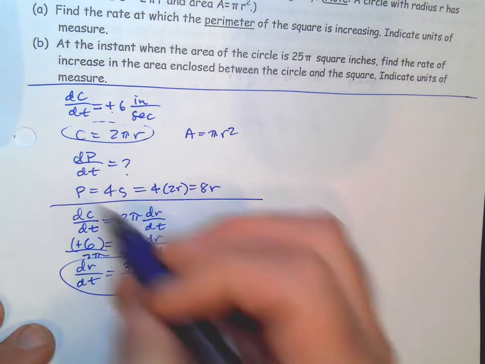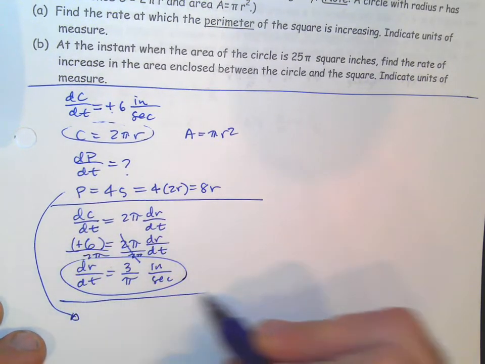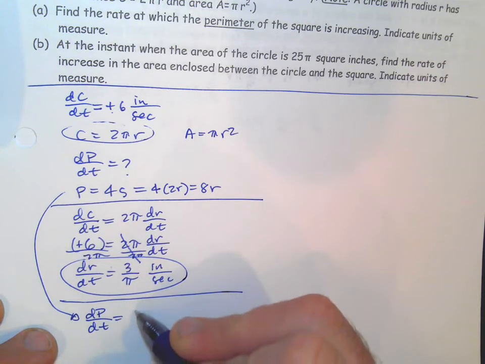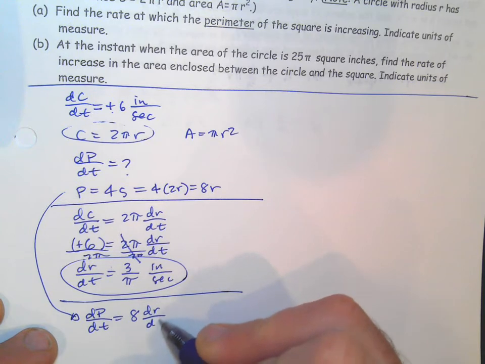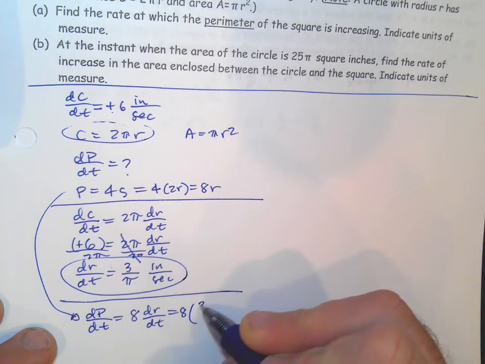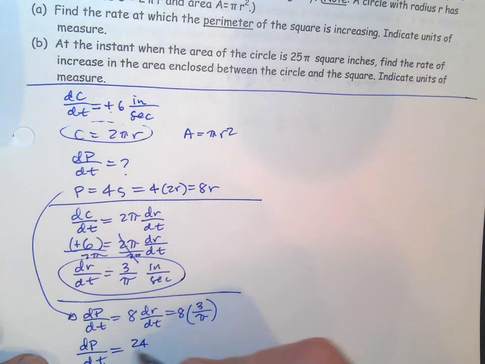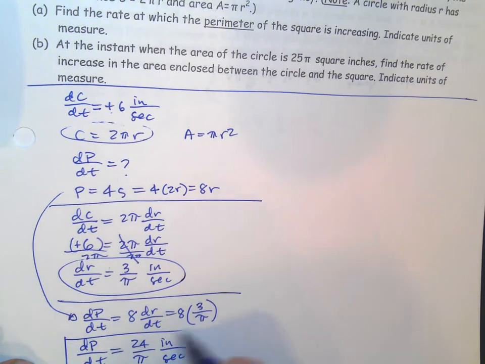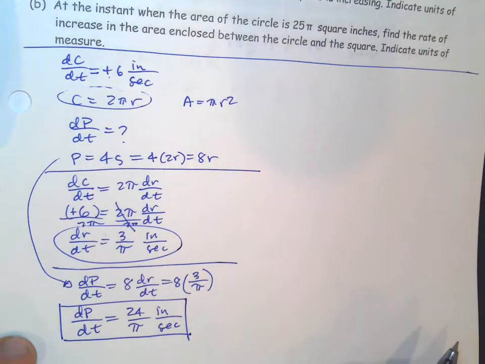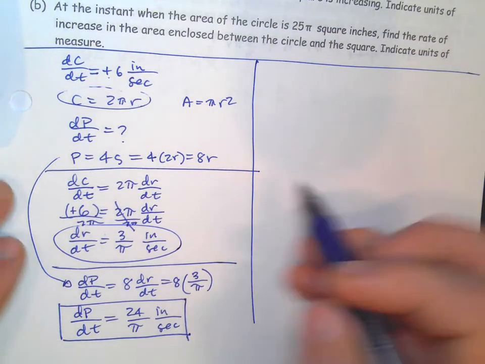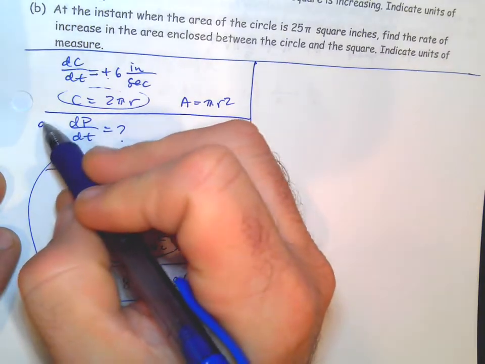And we could now go back to our perimeter and do dP/dt, derivative of perimeter with respect to time, equals 8 dr/dt. And we just found that dr/dt is 3 over pi. So dP/dt equals 24 over pi. The units are inches per second. So that seems good. So that was part A.